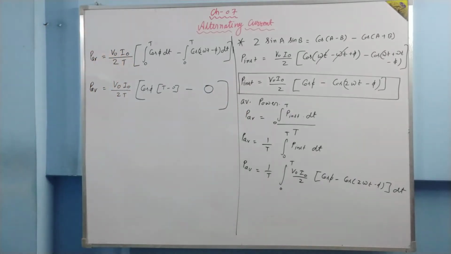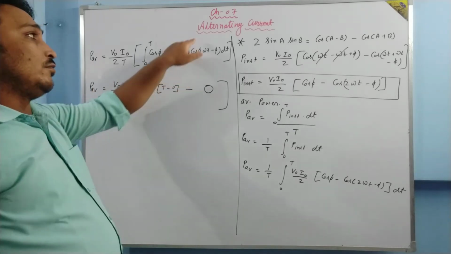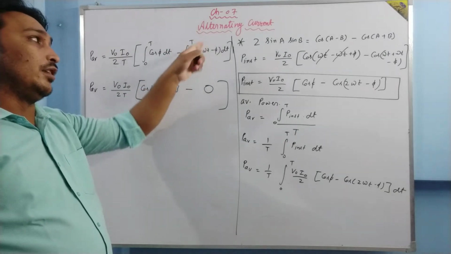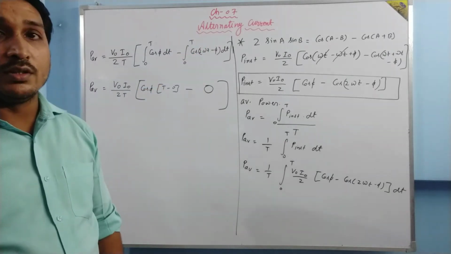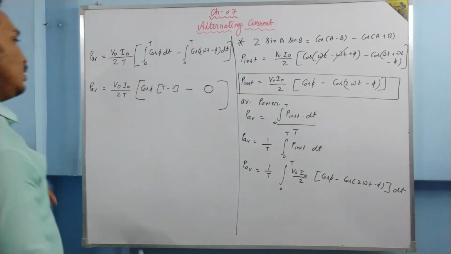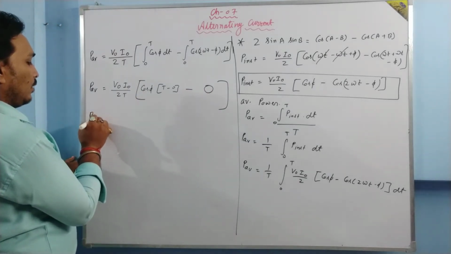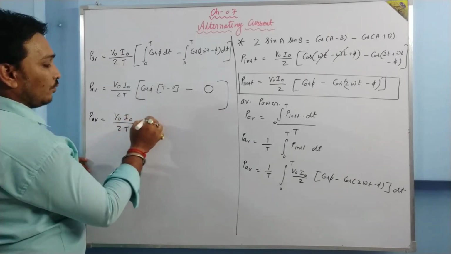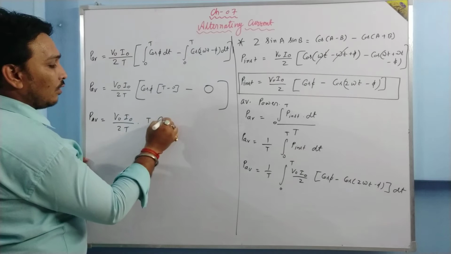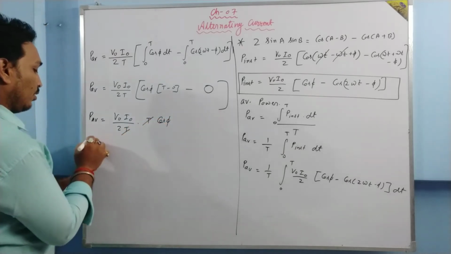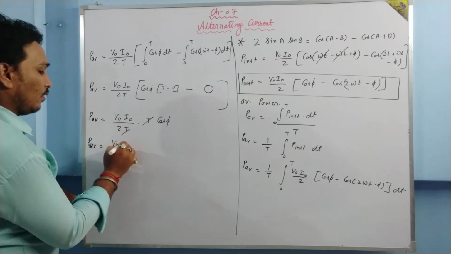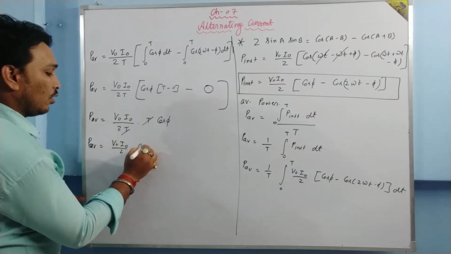Can you guess why? Because this integration is from 0 to capital T, and when a trigonometric sine or cos is integrated over a complete time period, its answer is 0. So here we are going to have P average is equal to V naught I naught upon 2T into T into cos phi. So T and T will be cancelled out. So P average is equal to V naught I naught upon 2 cos phi.